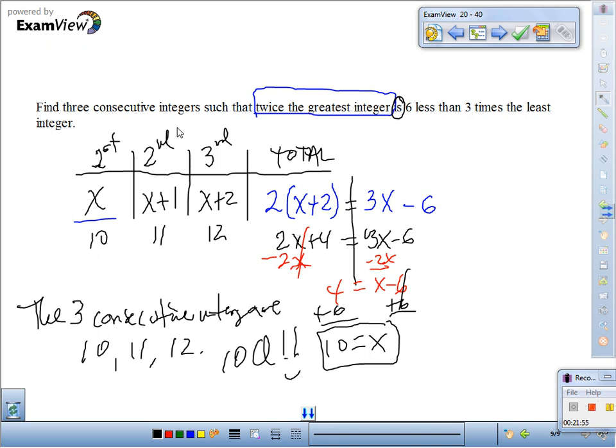Because it says 3 times the least integer. This is the least integer. Out of the 3, which is the least integer? This one. Because it says less, 6 less.